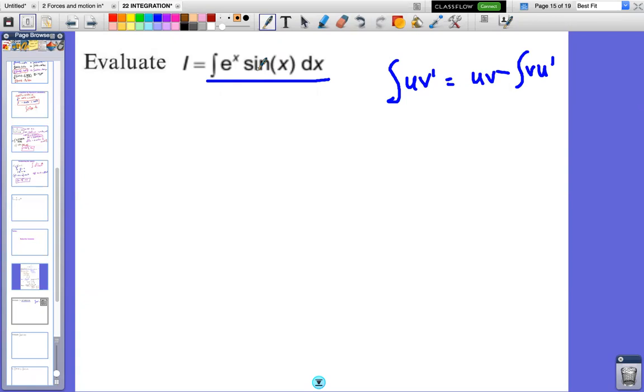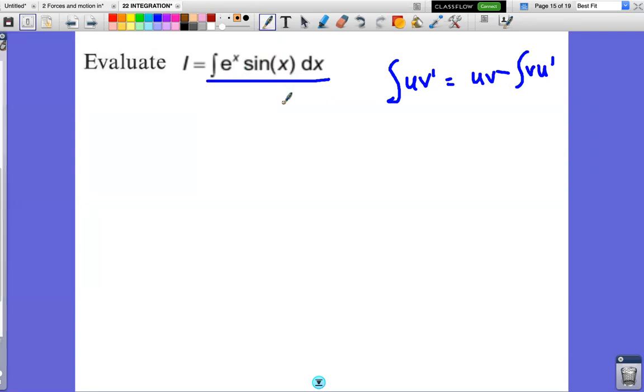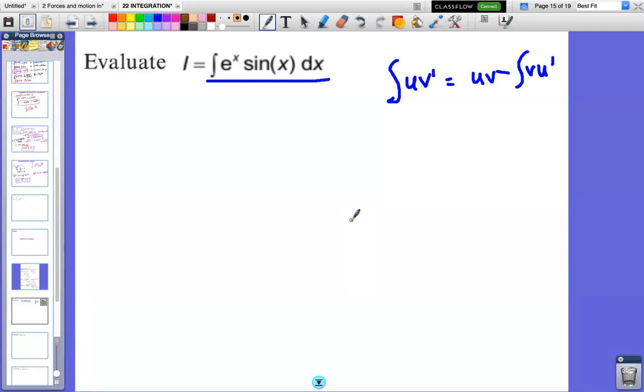How to use it. So what should you choose for your u and your v prime here? We choose our u and our v prime to be something we can easily integrate. I see from here, I can easily integrate e raised to the power x, right? Even though I can also easily integrate sine x, it's easier for me to integrate e raised to the power x.